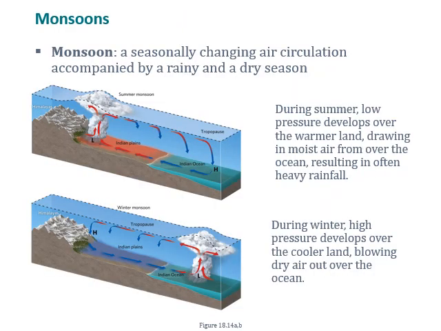Monsoons are seasonally changing air circulations accompanied by rainy and dry seasons. During the summer, low pressure develops over warmer land, drawing in moist air from over the ocean, resulting in heavy rainfall over the land. During winter, high pressures develop over cooler land, blowing dry air out over the ocean, resulting in dry periods on land and wetter periods in the ocean.